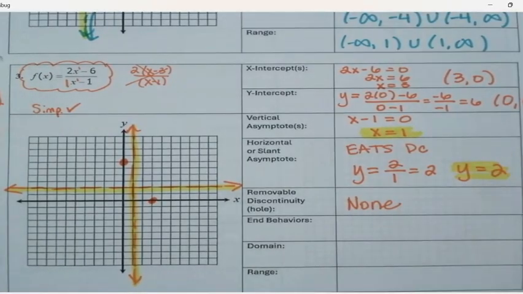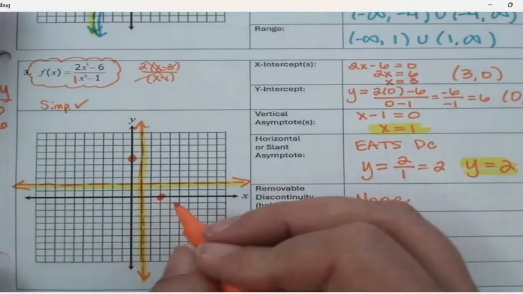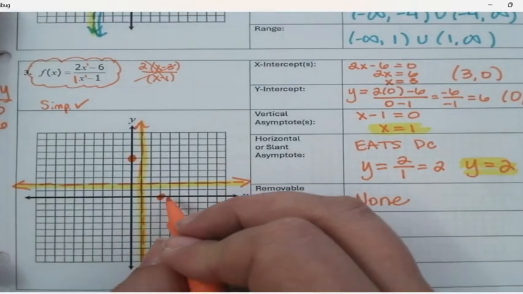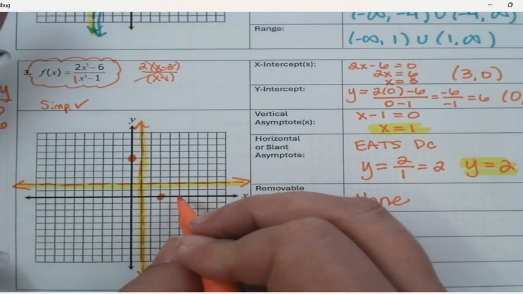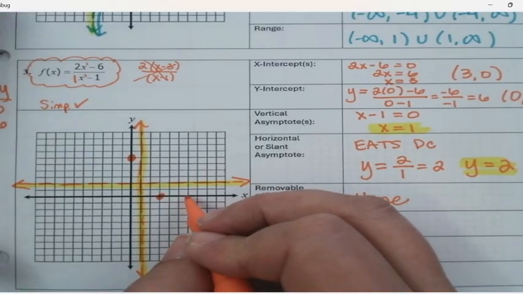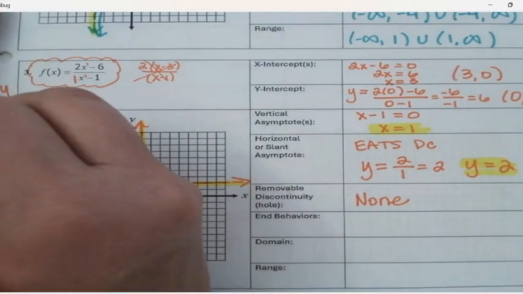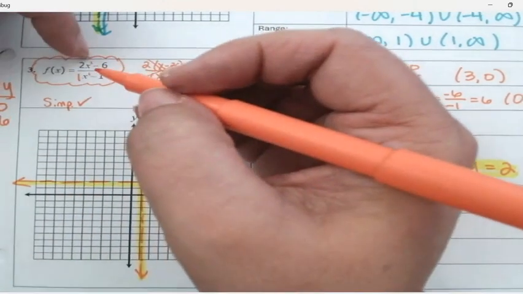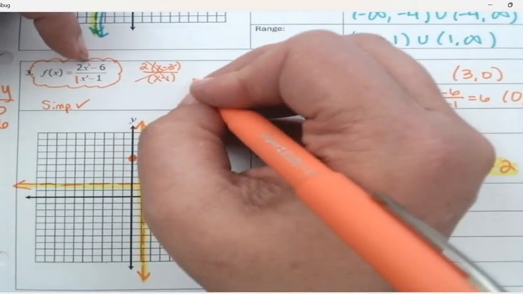There's no holes. I didn't factor and cancel anything. Okay, I maybe need just a little bit more here. Maybe I'll try, I don't know, maybe we'll plug in 6, just to see kind of what's happening over here.